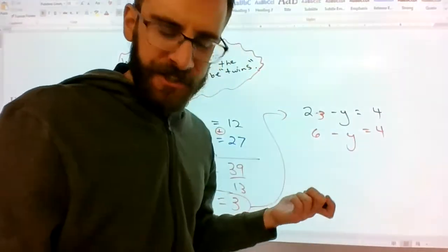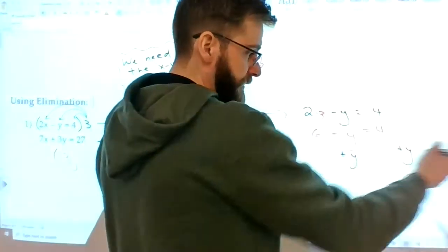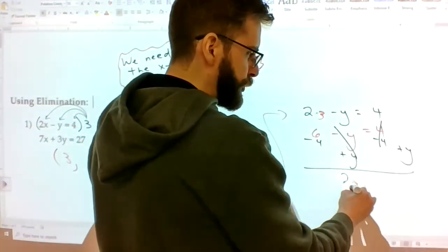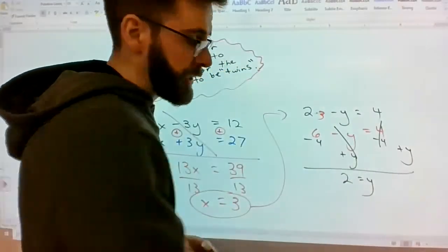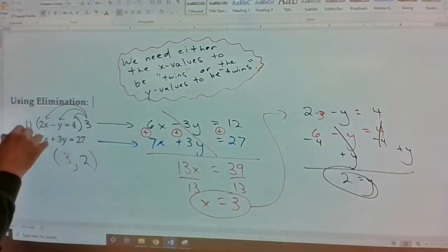But if you guys really need to see it, the easiest thing I can think of is to add the y to the right, subtract the 4 from the left, and you got 2 is equal to y. That's a perfectly legit approach to solving the equation. So 2 is the y value. It's 3, 2.